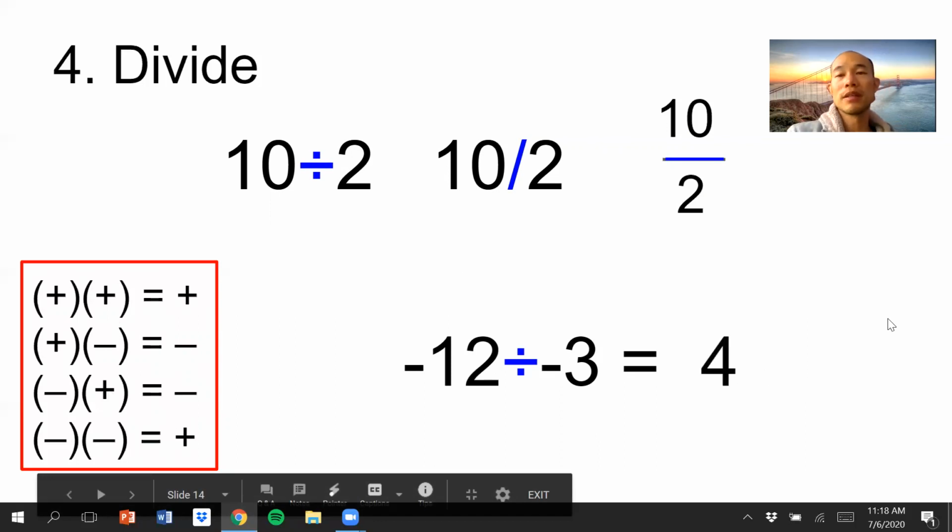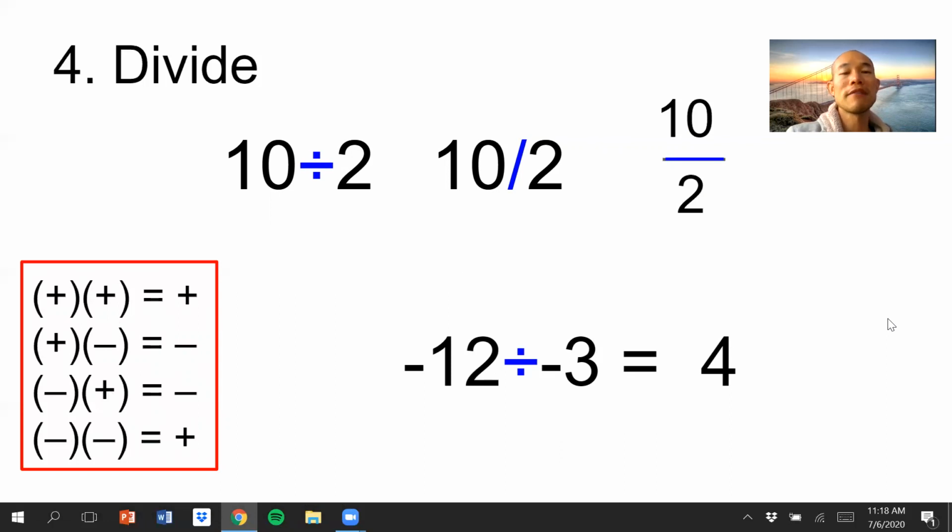So these are the types of problems you're going to see on the integers half of the benchmark.